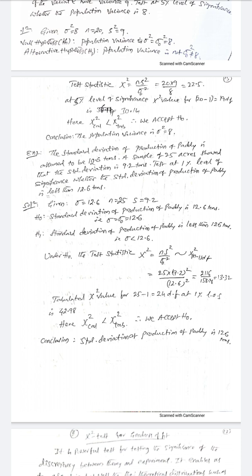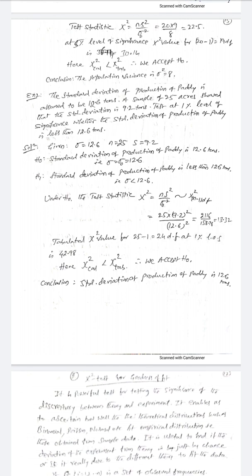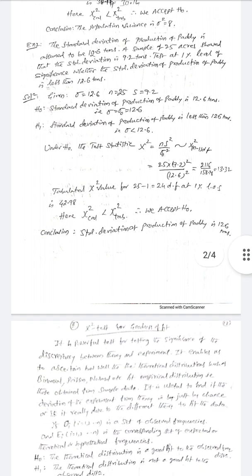Then under H naught, the test statistic chi-square equals n S square upon sigma naught square. Substitute n value, S square value and sigma square. So after simplifying, we will get 13.32. So this is the calculated chi-square value. And table chi-square value for 25 minus 1, that is 24 degrees of freedom, at 1% level of significance is 42.98. Here chi-square calculated is less than table value, we accept H naught. That means standard deviation of production of paddy is 12.6 tons.